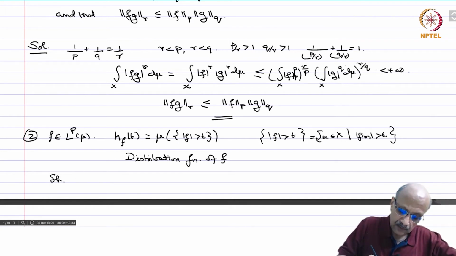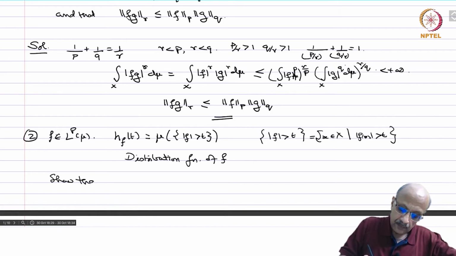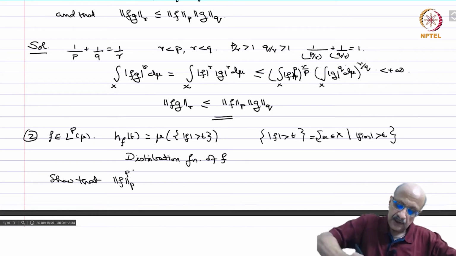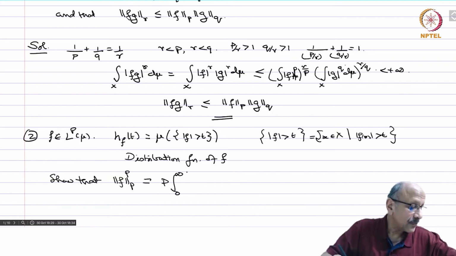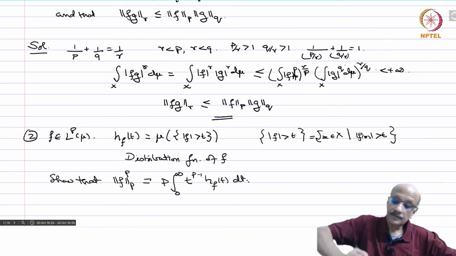Okay, so then show that the norm of f in L^p, whole power p, is equal to p times the integral from 0 to infinity of t^(p-1) h_f(t) dt.